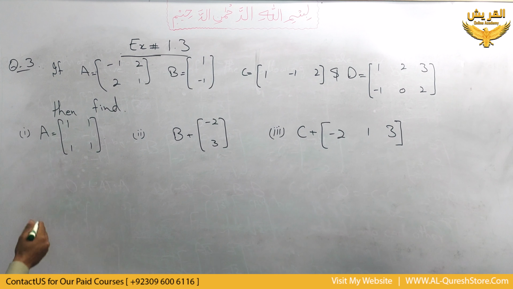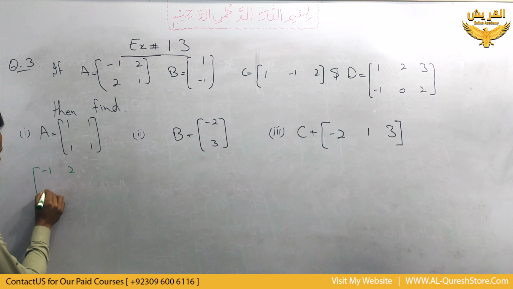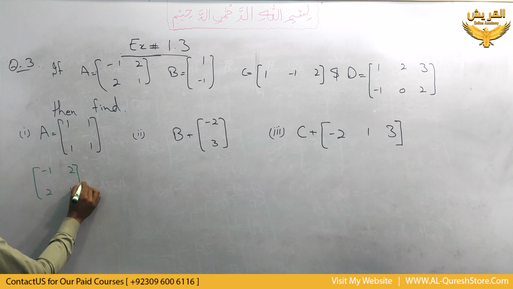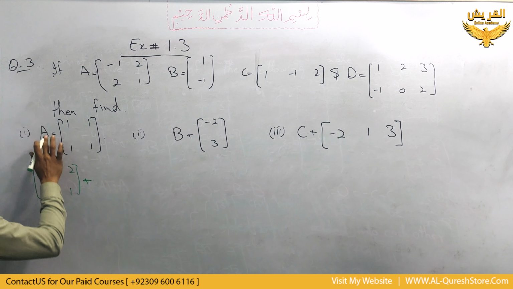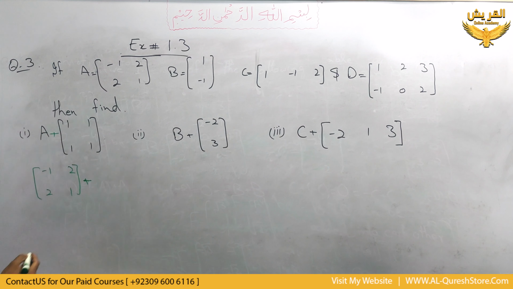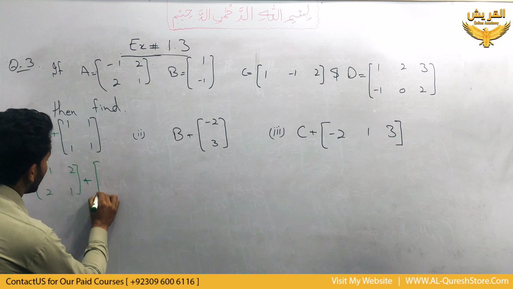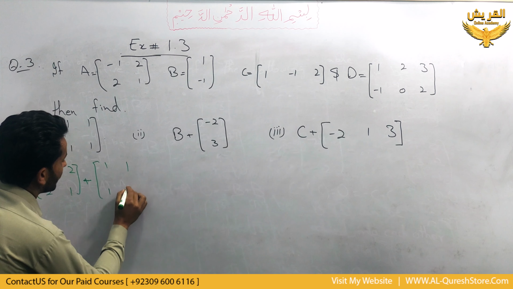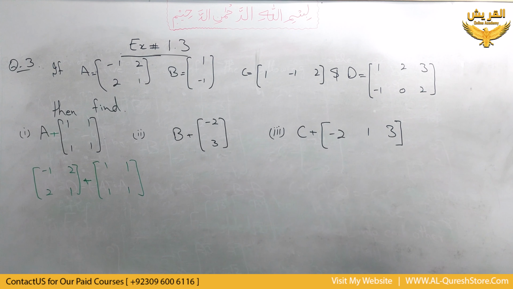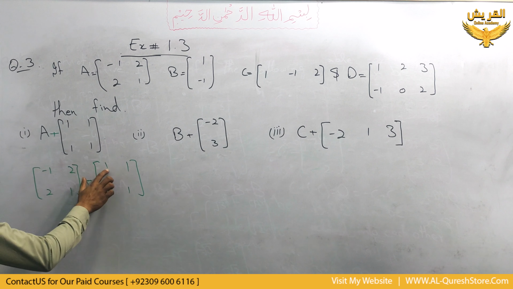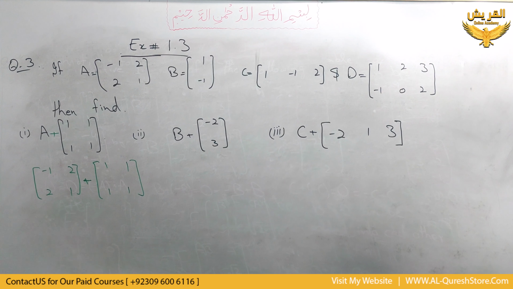As we know, A is equal to -1, 2 and 1. It is plus as we add A in 1, 1, 1 and 1. We know that we can add two matrices having the same order. These two, both of them have the same order, 2 by 2. We can add them by adding their corresponding elements.